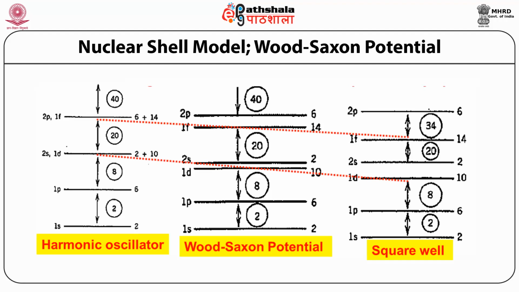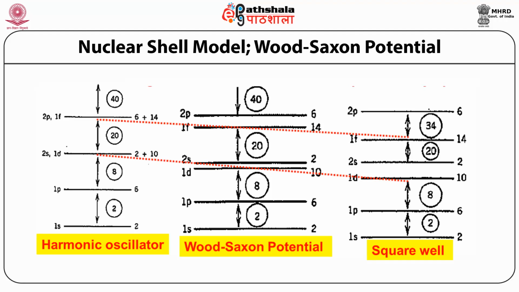For example, in the first state, the 1s state, only 2 nucleons are possible. In the 1p state 6 nucleons are there, so up to the second state we have 8 nucleons. Then at the third energy level we have 2s and 1d, which corresponds to 12 nucleons at maximum capacity. So up to the third level 20 nucleons are there, and likewise for the higher states.